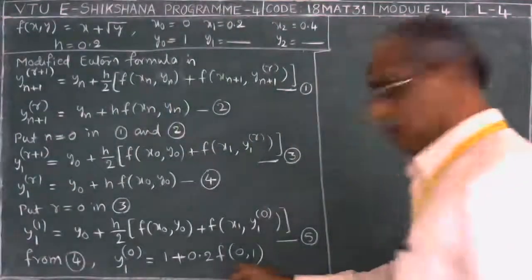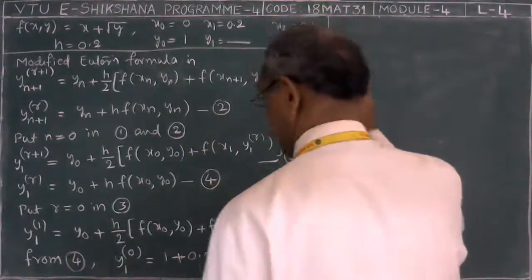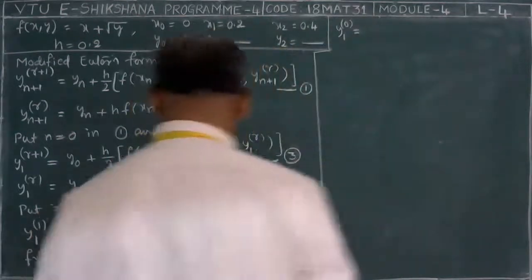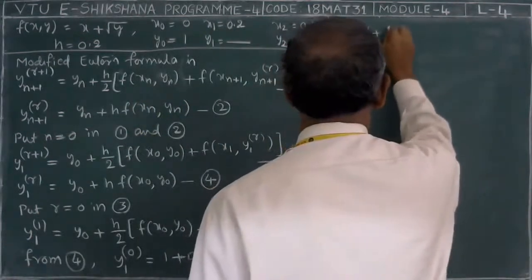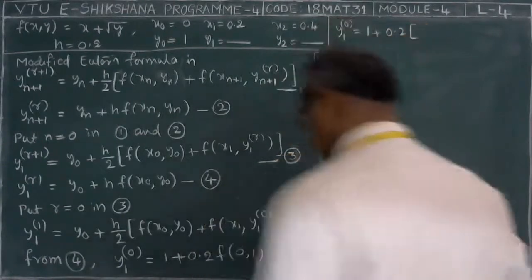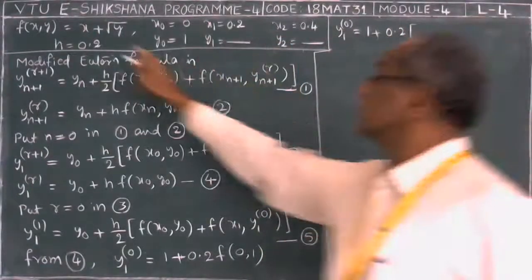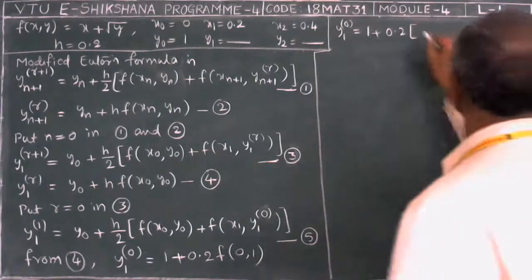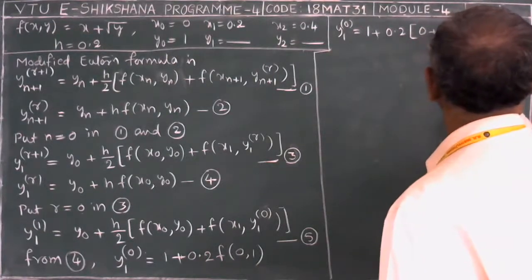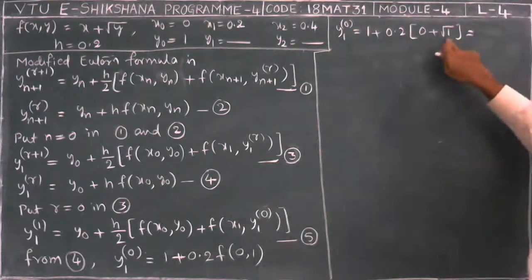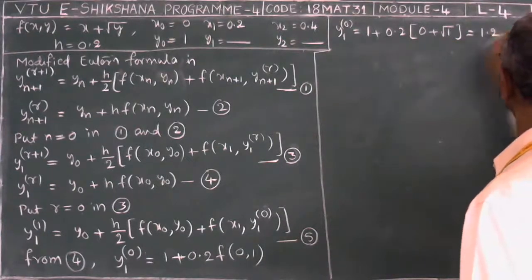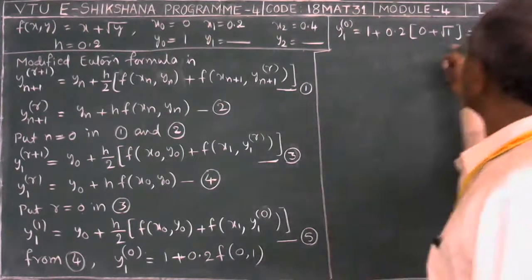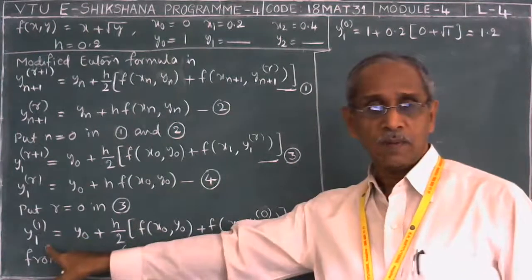Now let me write the definition for this f of 0 comma 1. So y1 0 is equal to 1 plus 0.2 into f of x comma y, which is x plus root y. f of 0 comma 1 is 0 plus the square root of 1, so this is 1 only. So we get 1.2. y1 0 is 1.2. Now substitute this y1 0 here and compute y1 1.